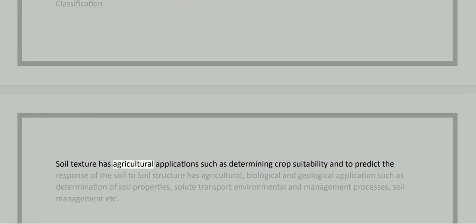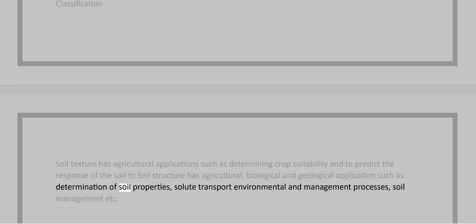Soil texture has agricultural applications such as determining crop suitability and predicting the response of the soil to conditions such as drought or calcium requirement. Soil structure has agricultural, biological and geological applications such as determination of soil properties, solute transport, environmental and management processes, soil management, etc.